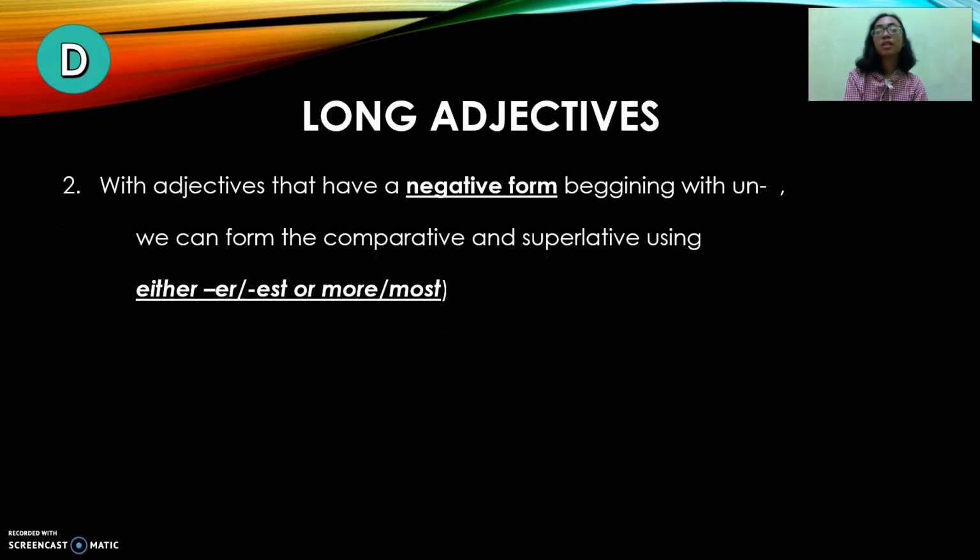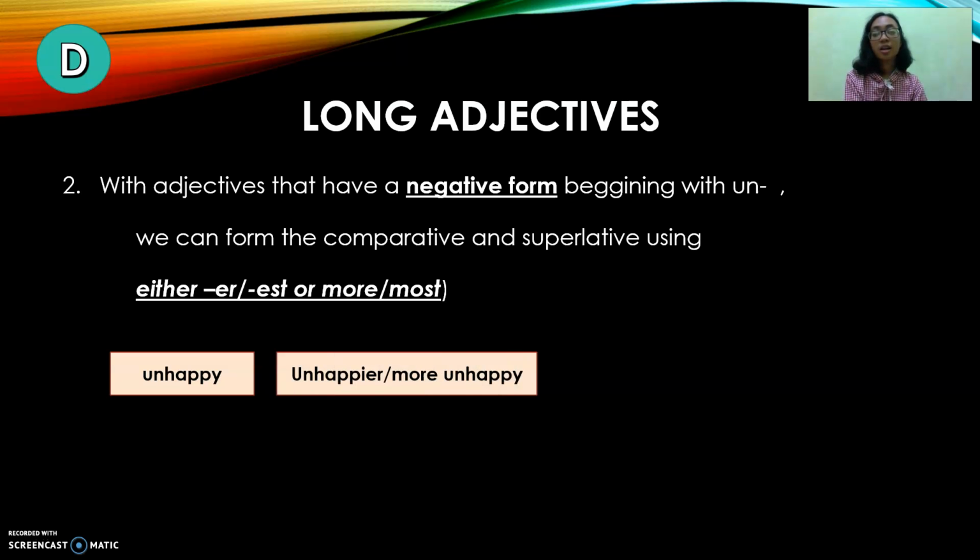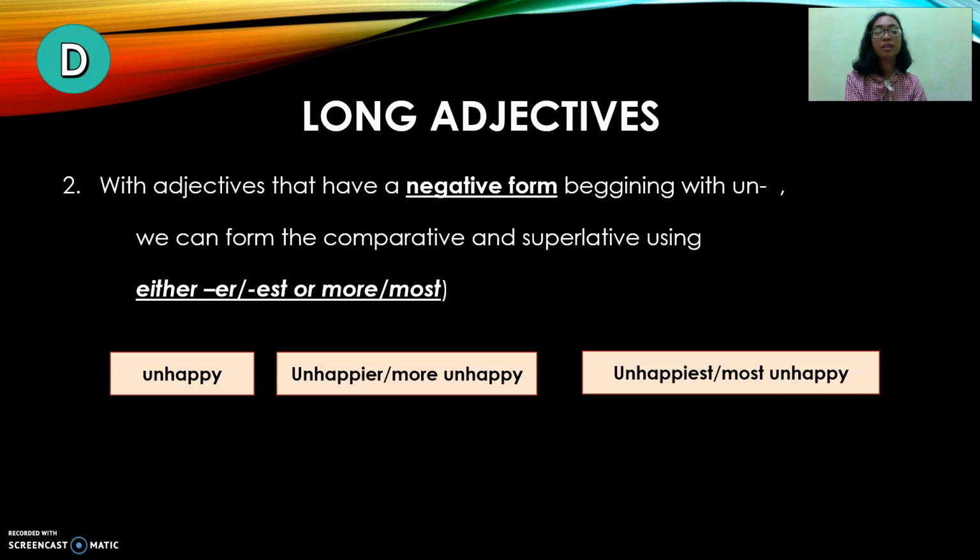With adjectives that have a negative form beginning with "un", we can form the comparative and superlative using either "er", "est", or more, most. For the example, unhappy, the comparative, we can use either unhappier or more unhappy. And for the superlative, we can use either unhappiest or most unhappy.